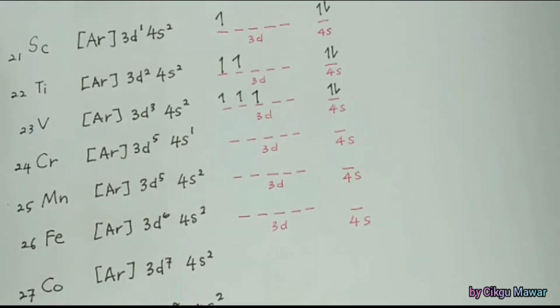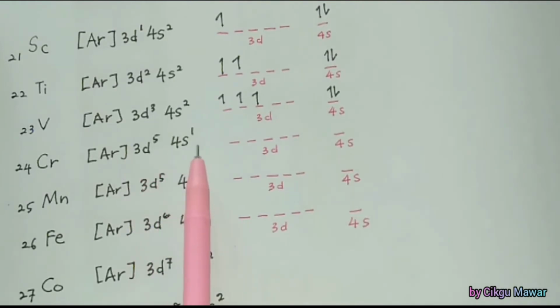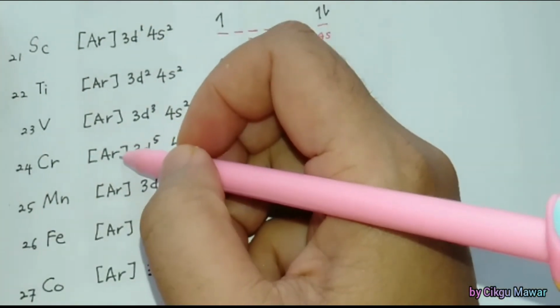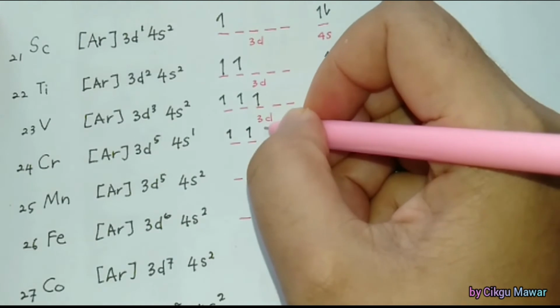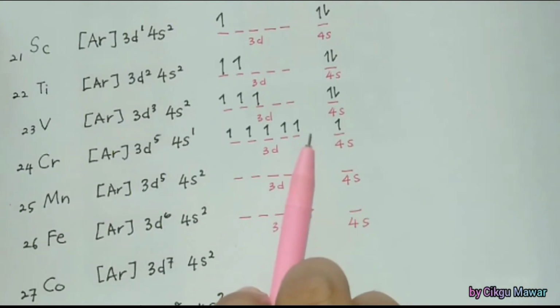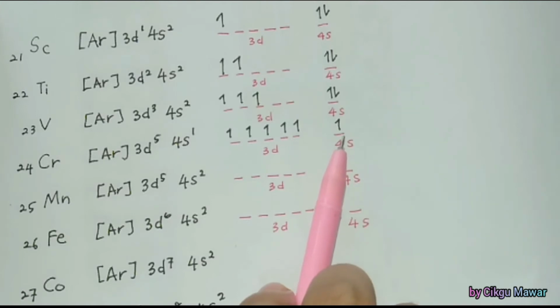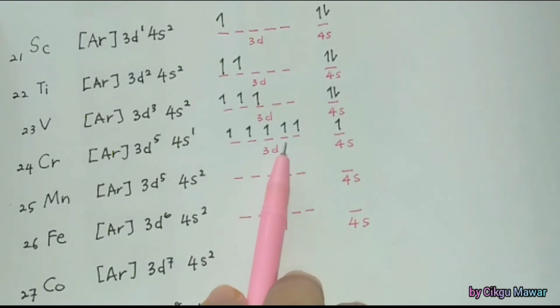Chromium is a special one because, as you can see, it has 3d5 and 4s1. So 18 from argon, then 19, 20, 21, 22, 23, and 24 for chromium. Why is this the special one? Because 3d5 and 4s1 is more stable than 3d4 and 4s2, which is the half-filled orbital being more stable than partially filled.